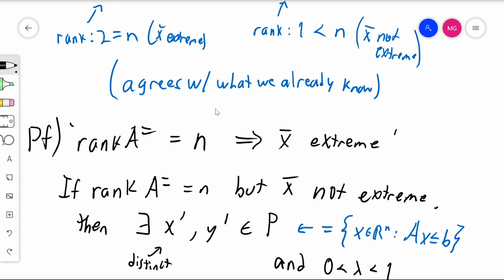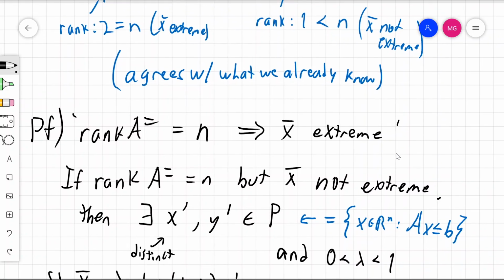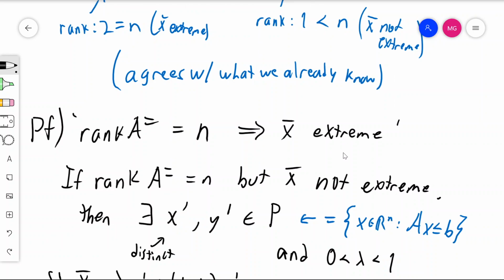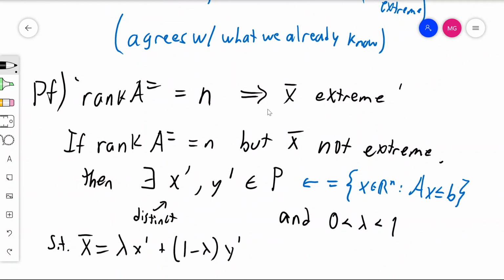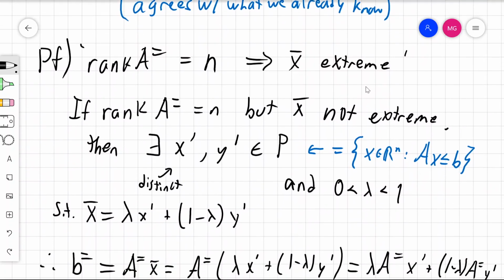There's two directions to show for the proof. We need to show that if x bar is extreme, then the rank of A equality is equal to n, and then the converse as well. If you start by assuming that the rank of A equality is n, and show that x bar is in fact extreme. So we need to do both of those things. We'll do that latter thing first. So we'll assume rank of A equality is equal to n, so let's show that x bar is extreme.